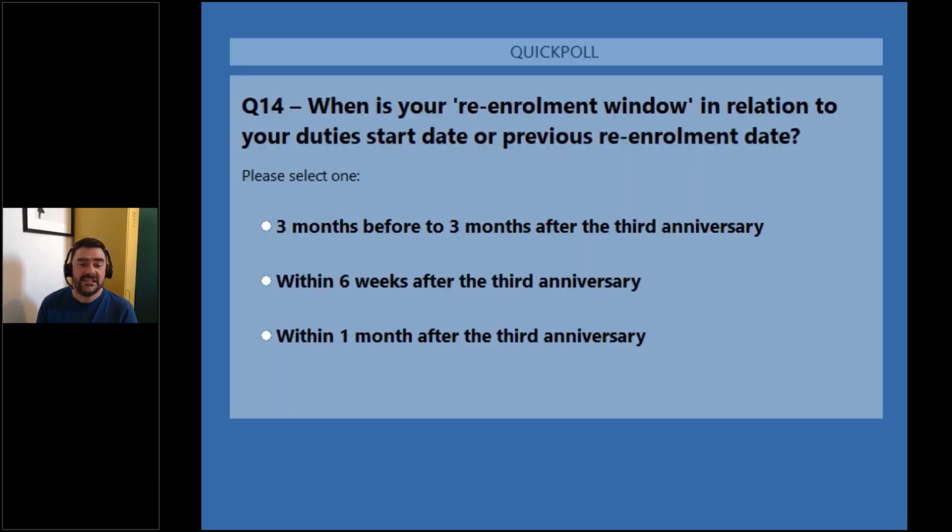So question 14 is, when is your re-enrollment window in relation to your duty start date or previous re-enrollment date? Is it 3 months before to 3 months after the 3rd anniversary? Is it within 6 weeks after the 3rd anniversary? Or is it within 1 month after the 3rd anniversary? So when is the re-enrollment window in relation to your duty start date or previous re-enrollment date?